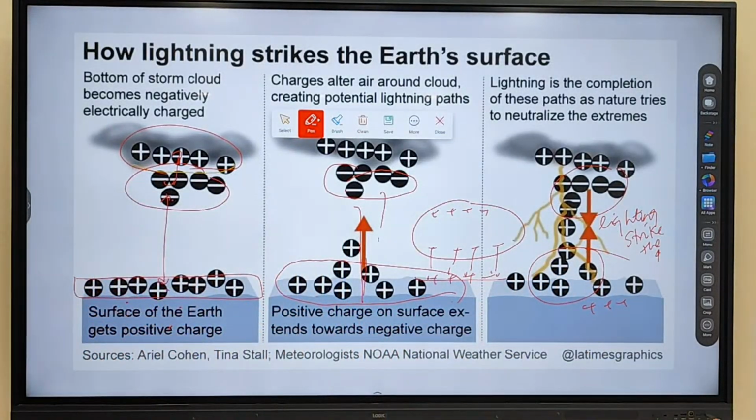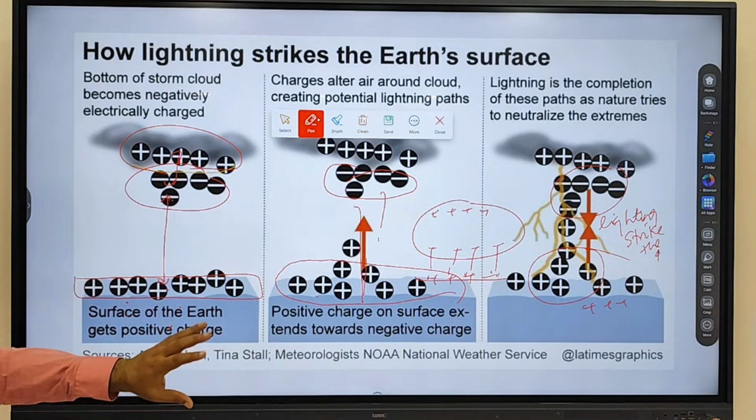Fine. Any doubt? So this is what happens naturally, when lightning strikes the earth or strikes people, sometimes it kills people. So why does this lightning sometimes kill people? Because of this reason. Fine.